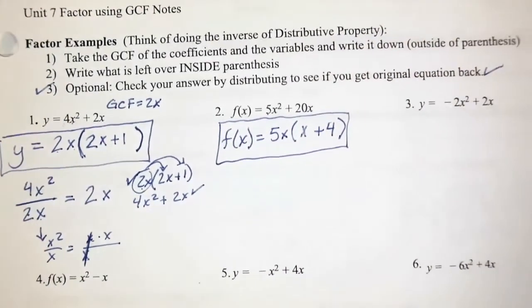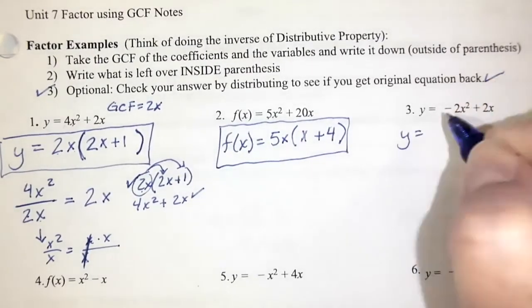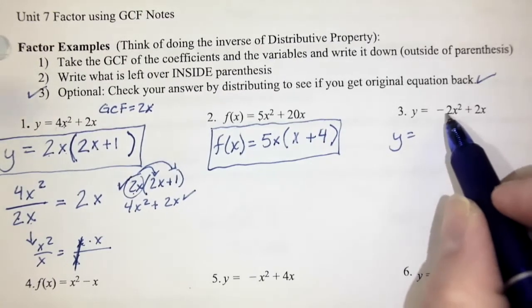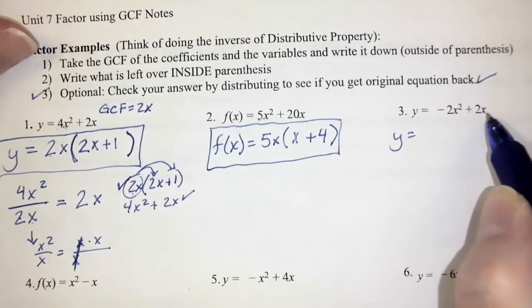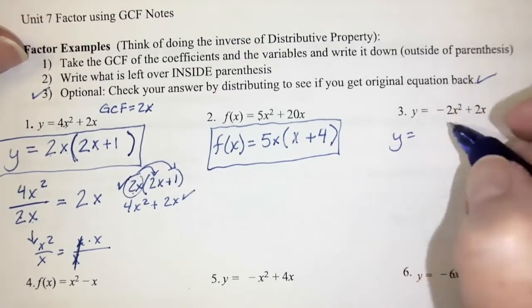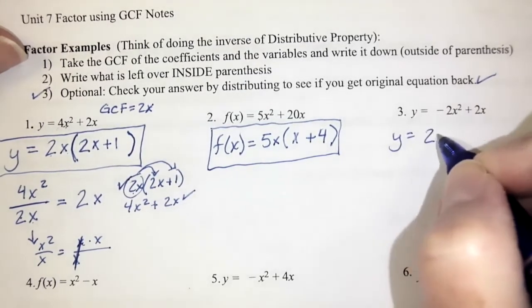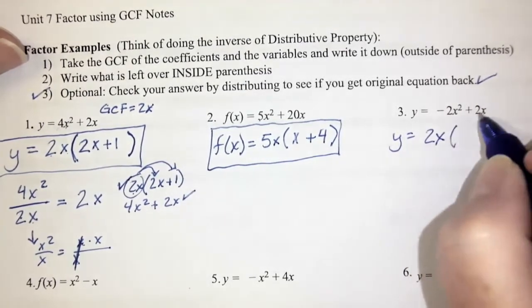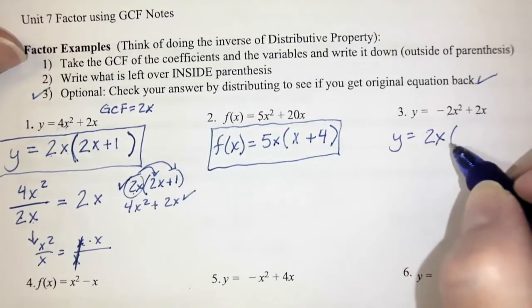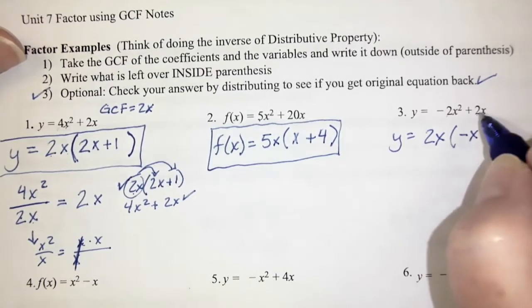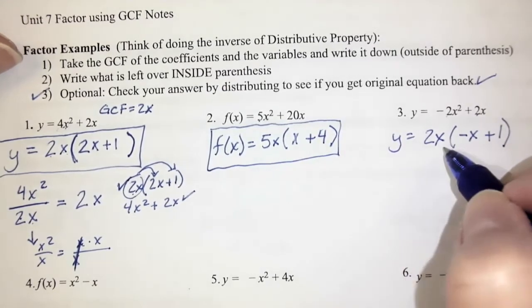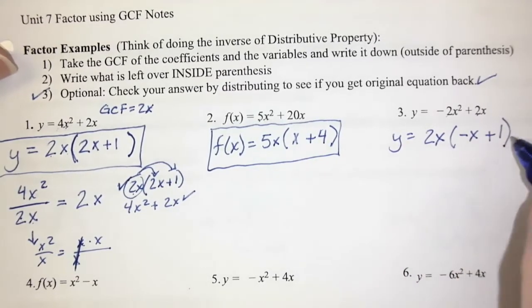Okay, example 3, y equals negative 2x squared plus 2x. We want our leading coefficient to be positive, so we're going to go ahead and factor out a 2x. That's the greatest common factor. So negative 2x squared divided by positive 2x is negative x, and then 2x divided by 2x is just 1. Okay, so y equals 2x times the quantity negative x plus 1.